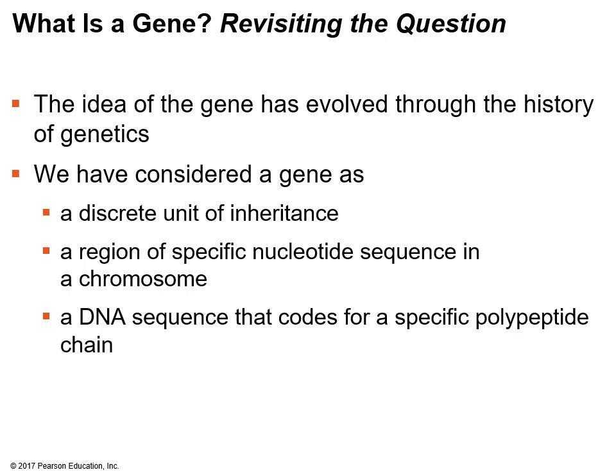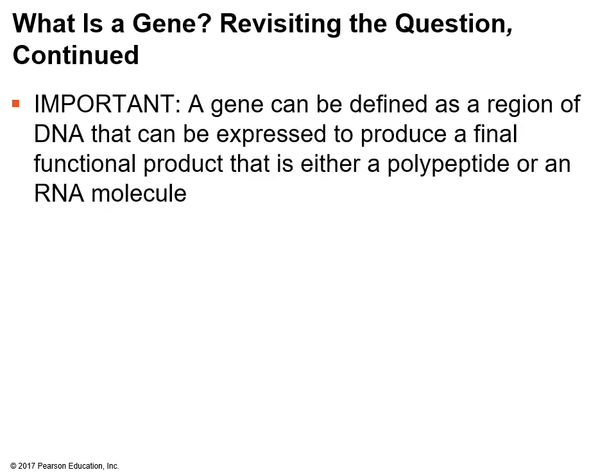The idea of the gene has evolved through the history of genetics. We have considered a gene as a discrete unit of inheritance, a region of specific nucleotide sequence in a chromosome, a DNA sequence that codes for a specific polypeptide chain. A gene can be defined as a region of DNA that can be expressed to produce a final functional product that is either a polypeptide or an RNA molecule. So this is an interesting point because sometimes we can just stop right at the RNA and not even translate it to a protein, and the RNA can be considered functional. So it has a certain job that it does.